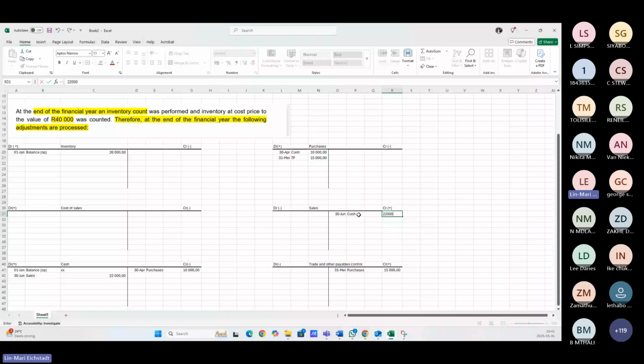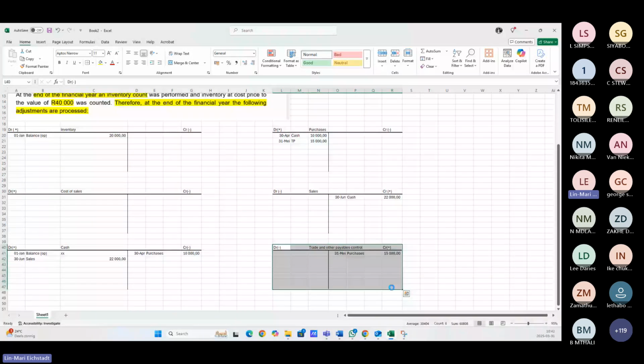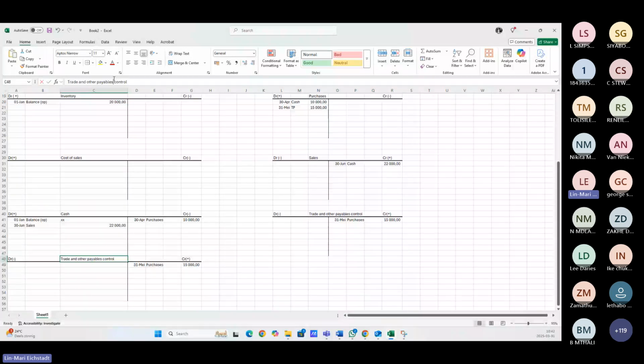Then we have inventory of 26,000 that was sold but on credit. So as we have a trade and other payables account here, we also have a trade and other receivables account. So these are people that buy from you but don't pay immediately. And for trade and other receivables, our debit side increases the more people buy from you, so the more sales that you get, the more the debtors side increases. So your debtors balance becomes more.